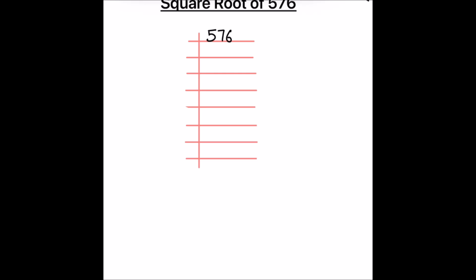So as 576 is an even number, it is easily divisible by 2. 2 times 1 is 2, 1 is remainder. This becomes 17. 2 times 8 is 16, 1 is remainder. This becomes 16. 2 times 8 is 16. Again we can divide by 2.